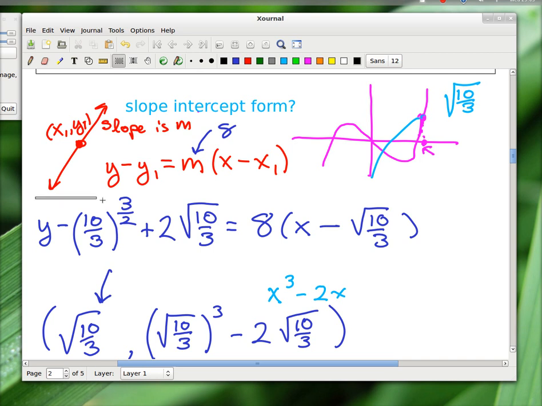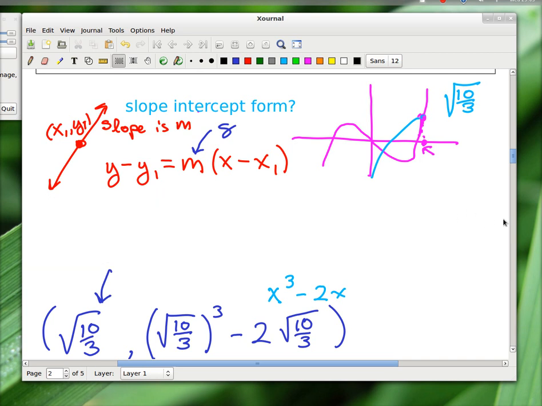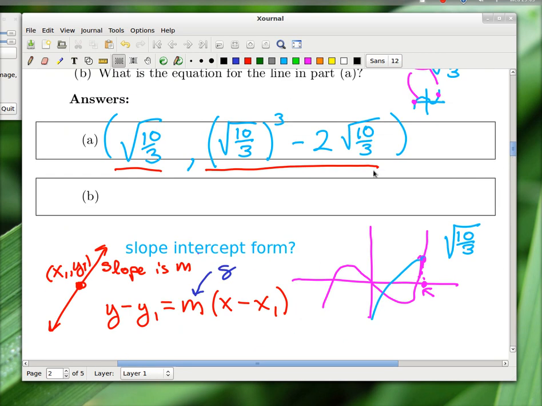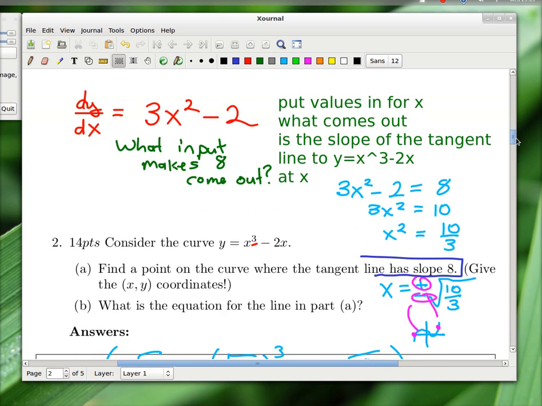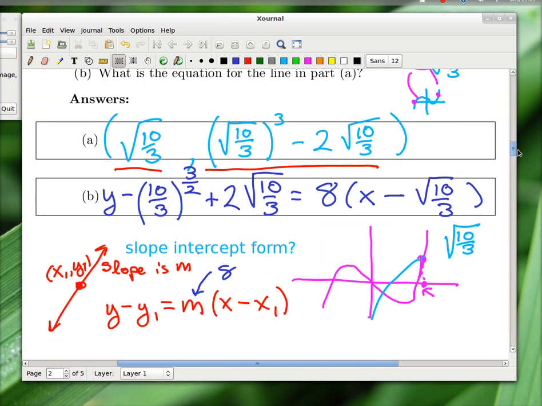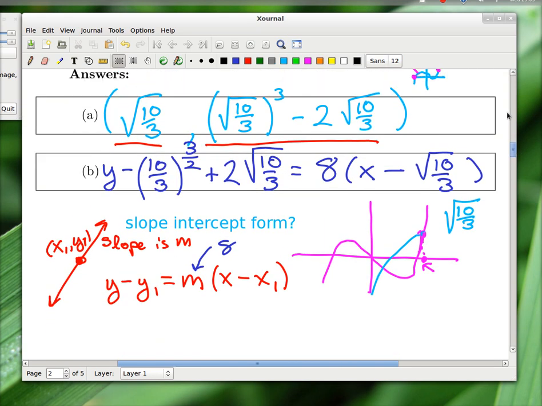So let me just cut it and paste it here in the answer slot. Okay, and we're done. That's it. That's the end of the problem. Not very hard, maybe kind of fun. I don't know. Better stop.